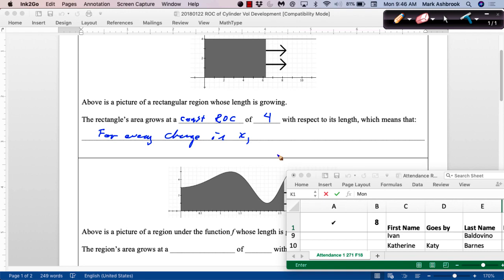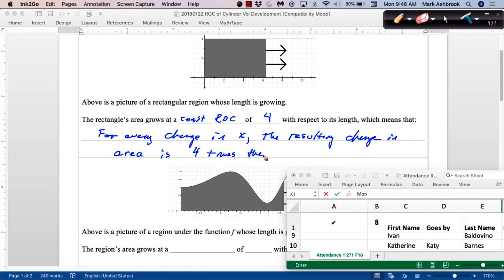Getting closer. Yeah. For every change in the rectangle's length, the change in the area is 4 times greater. Okay, for every change in x, the resulting change in area is what? 4 times. 4 times what? That change in x that you picked.